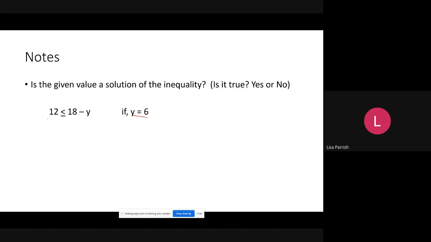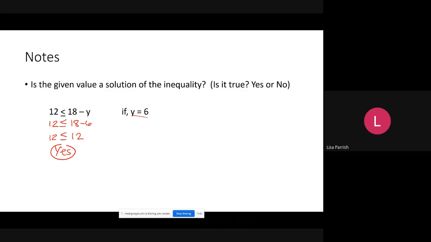So I want to rewrite my inequality. 12 is less than or equal to 18 minus 6. So 12 is less than or equal to, what is 18 minus 6? It is 12. So is 12 less than or equal to itself? Well, it's not less than, but it is equal to, and it has that bar there. So this one would be yes, the solution of y equals 6 is true.